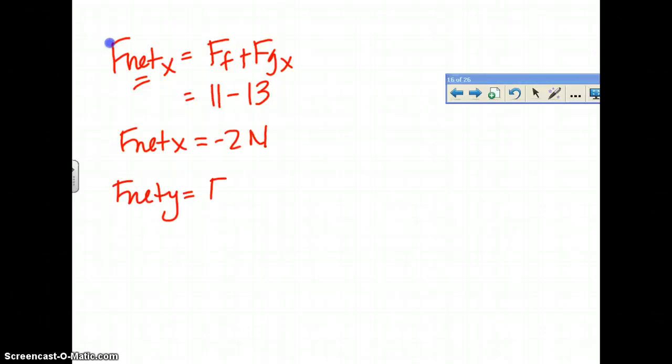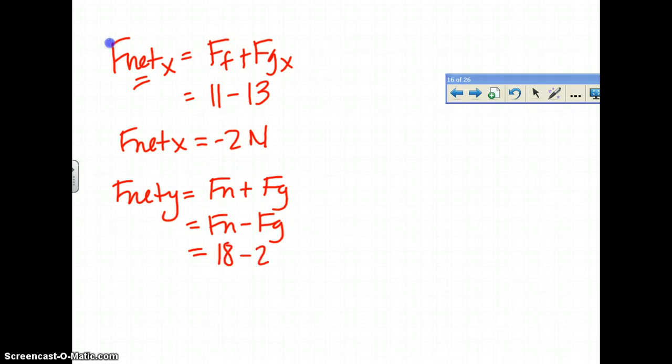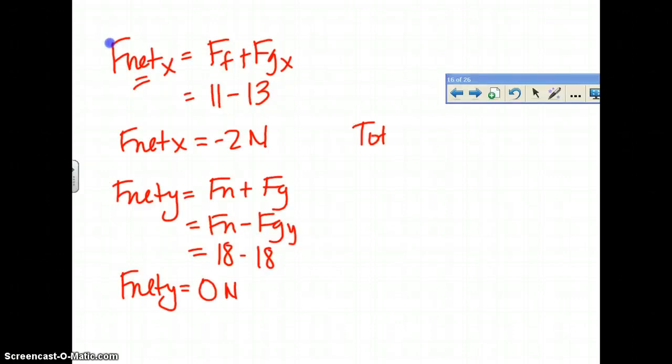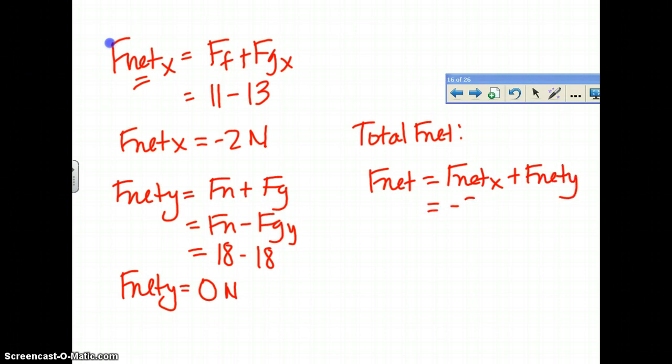F net of Y is going to be F of N plus F of G, which is really F of N minus F of G. F of N was 18 newtons, and F of G was 22 newtons. So your F net in the Y direction is going to equal, oh, I apologize. This should be FG of Y, which was also 18. So your F net in the Y is 0 newtons. So then putting this all together, your total F net is F net X plus F net Y, which equals negative 2 plus 0, negative 2. Therefore, F net equals negative 2 newtons, right?